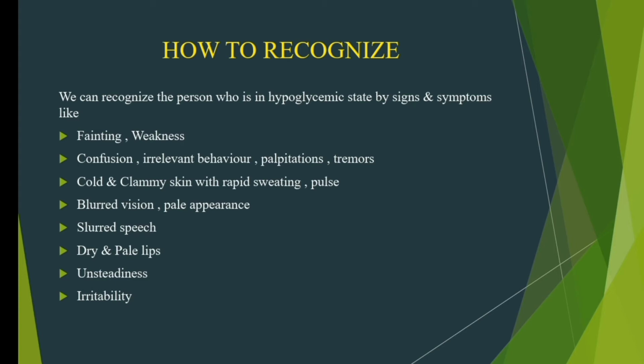So how to recognize? The symptoms or signs like fainting and weakness, confusion, irrelevant behavior, palpitations, tremors, cold and clammy skin. Clammy skin means wet, sweaty skin with rapid sweating and rapid pulse, also blurred vision, pale appearance, slurred speech, dry and pale lips, unsteadiness and irritability. So these are some of the factors by which we can recognize that a person is in a hypoglycemic condition. We have to react immediately.